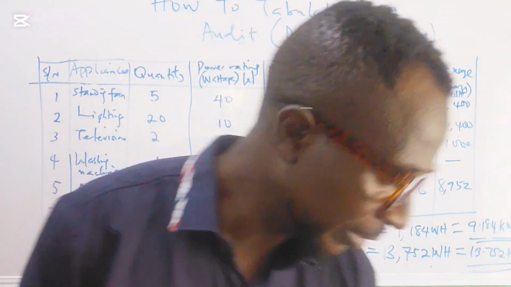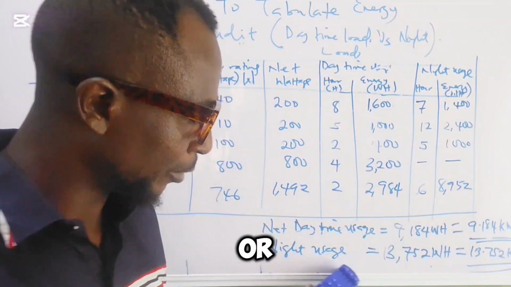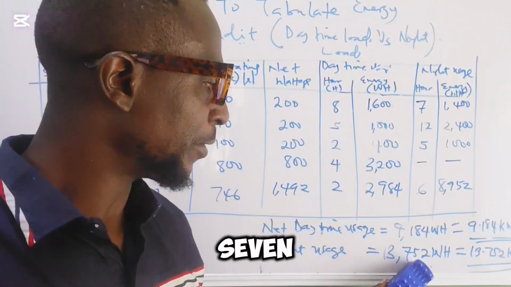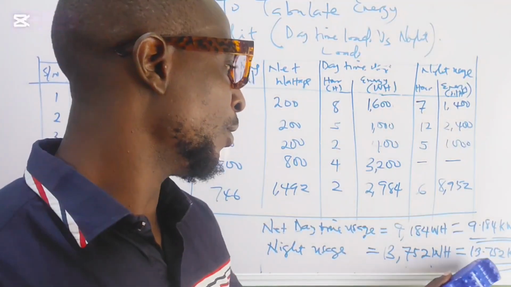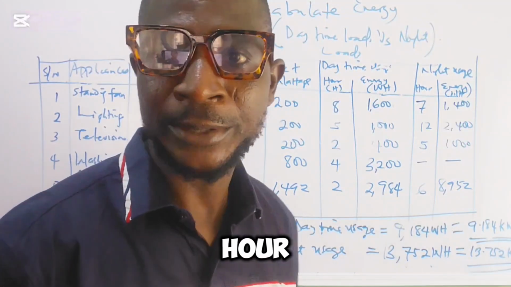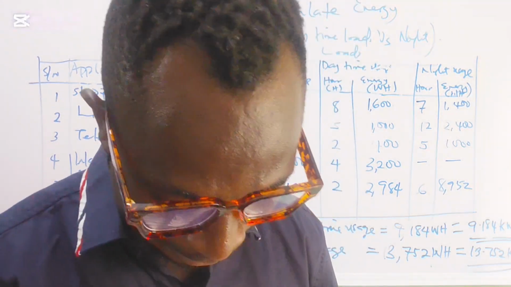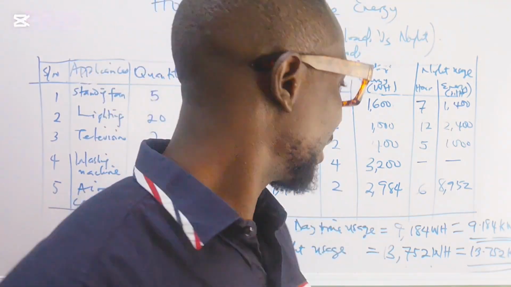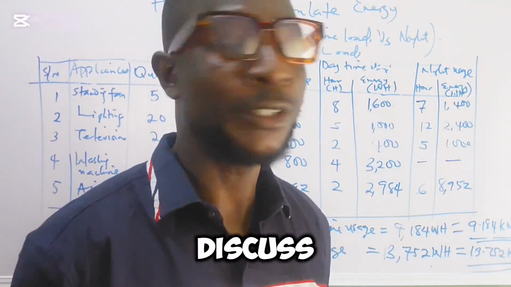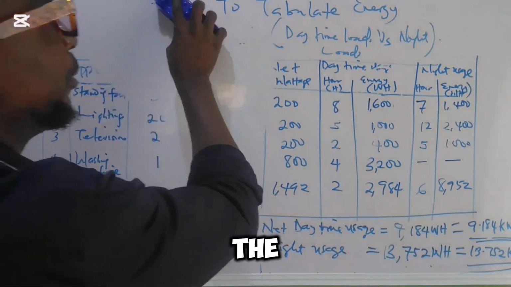So what is the night load? So you can see it. The night load, or what the client will be using at night, is 13,752 watt hour, or 13.752 kilowatt hour. So that is what the clients will be using at night. Now, what battery size can keep this load running at night? That is what we want to discuss today. So let's use this part of the board.